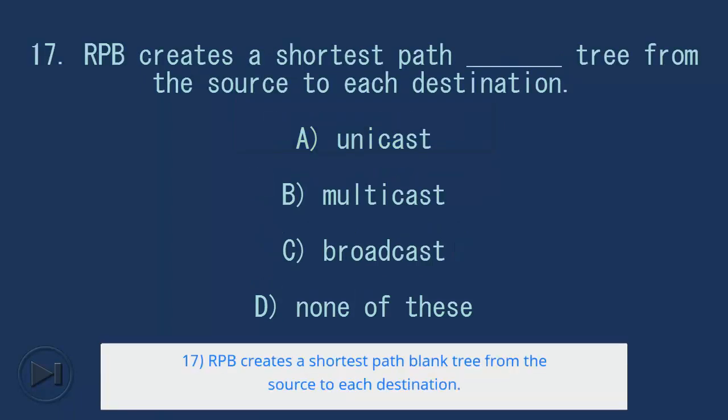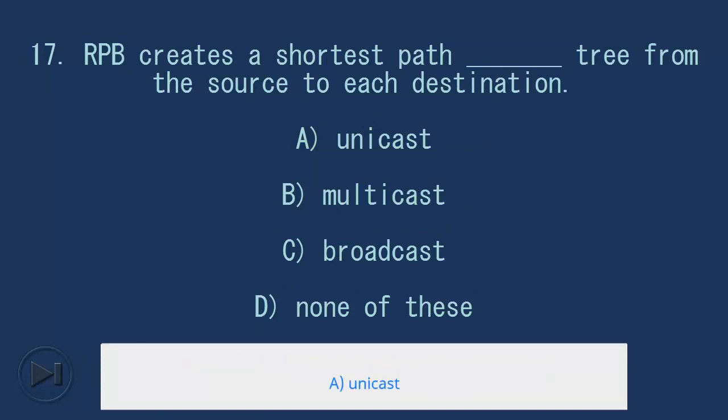17. RPB creates a shortest path blank tree from the source to each destination. A, unicast. B, multicast. C, broadcast. D, none of these. Answer, C, broadcast.